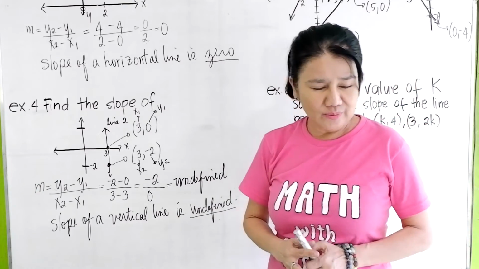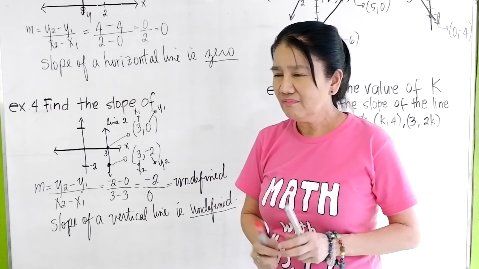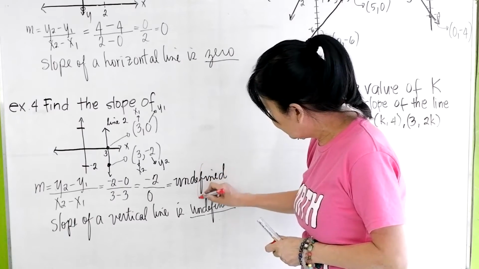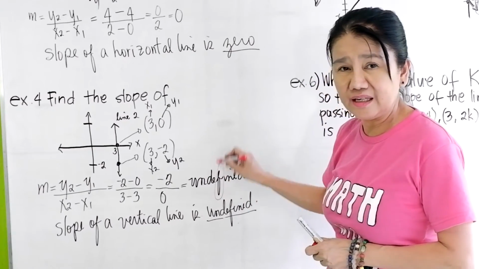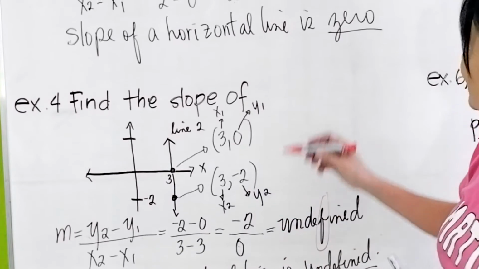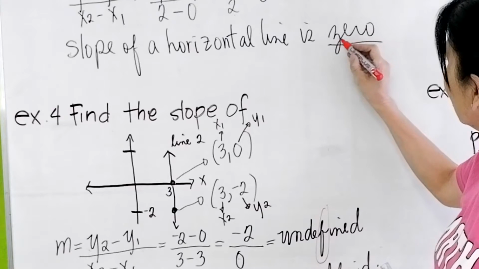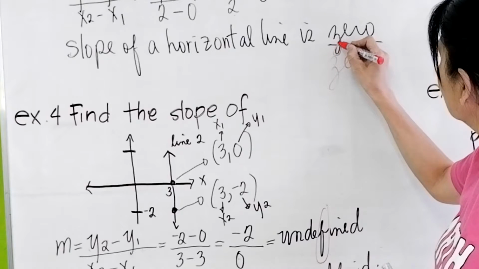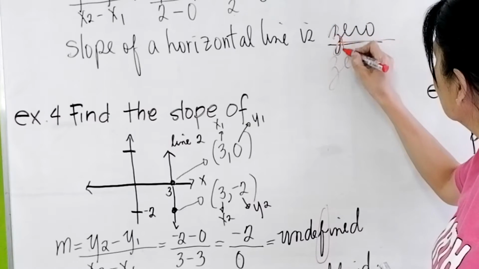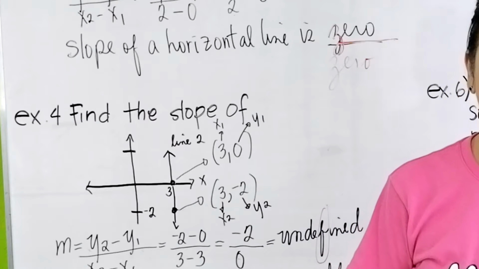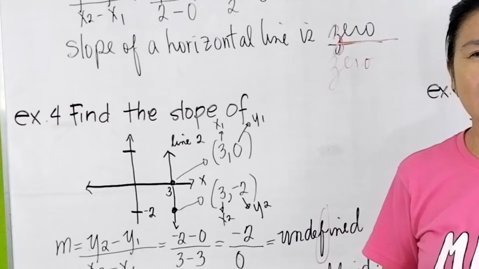When I was a student, I always remembered this: undefined, you have an F here, vertical. It's a vertical line. So when I see an F here, vertical line, the slope is undefined. 0, I have here a 0, like that, no? Z, like that. So it's a horizontal line. Horizontal line is 0. Those are just my way of remembering things when I was still a student.